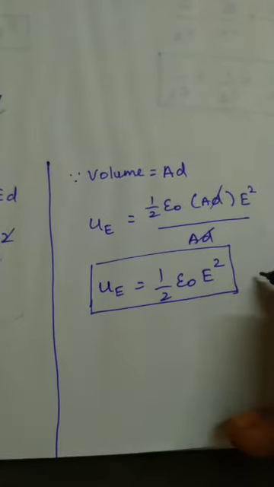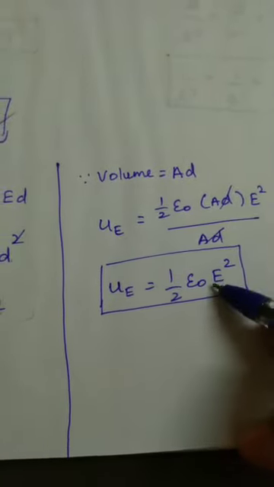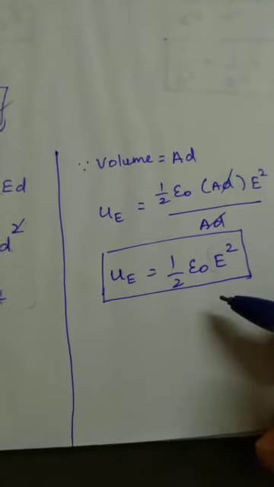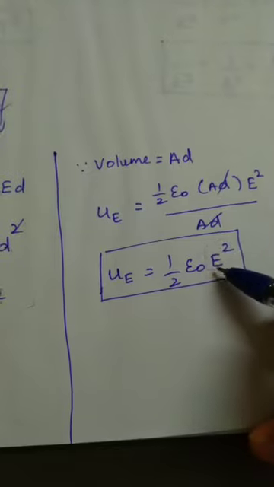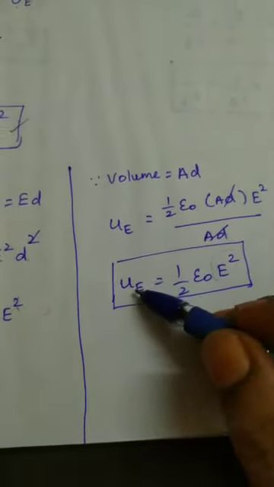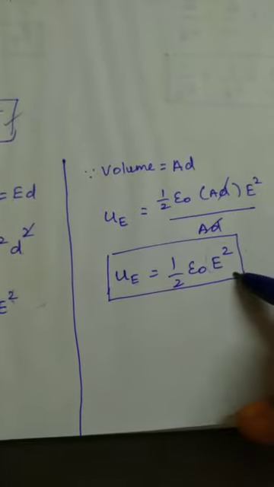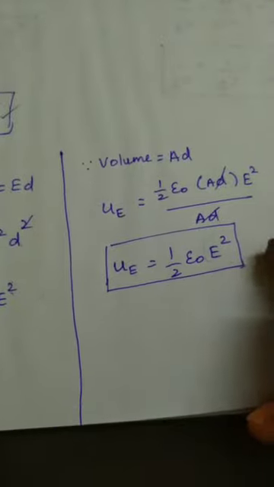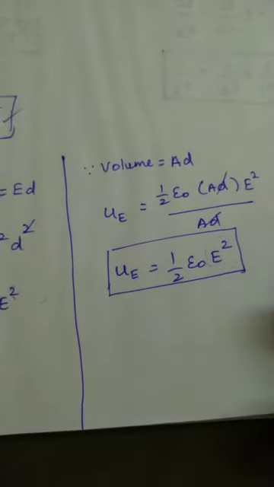From this, we can conclude that the energy depends only on the electric field, right? The electric field produced in the capacitor. The energy density is directly proportional to the electric field produced in the capacitor.